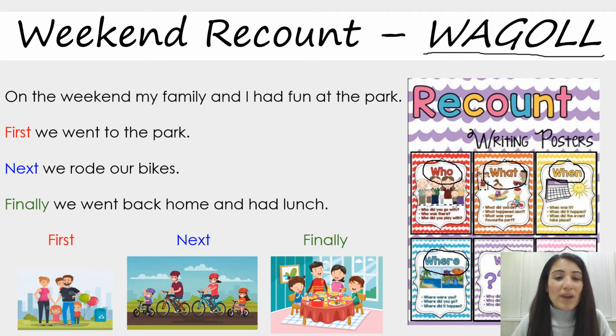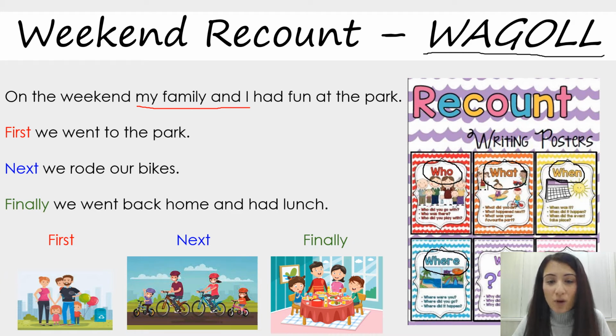So let's have a read now of my weekend recount. On the weekend, my family and I had fun at the park. So let's go through the 4 W's and check where they were. And I'm going to pick up a pen colour that matches the colour of each of the 4 W's on my recount posters over here. So for who, it's the colour red. So I'm going to pick a red pen and I'm going to underline my who in red. Okay, so my first sentence says, on the weekend, my family and I had fun at the park. Well, who was there? My family and I.